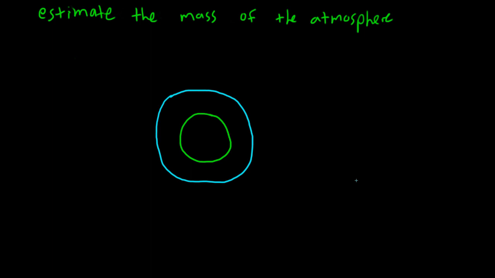The schematic shows the Earth and its atmosphere, not to scale. The system of interest is the gas that forms the atmosphere, and so the system boundary is drawn to include the gas, but not the Earth itself.